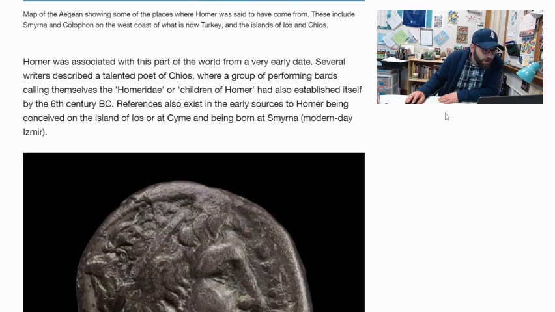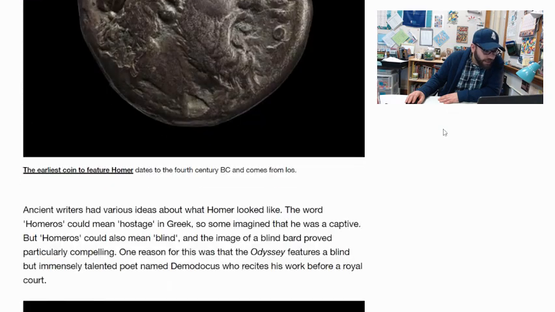Homer was associated with this part of the world from a very early date. Several writers described a talented poet of Chios, where a group of performing bards calling themselves the Homeridae, or children of Homer, had also established itself by the 6th century BC. References also exist in the early sources to Homer being conceived on the island of Ios or at Syme and being born at Smyrna, modern day Izmir.